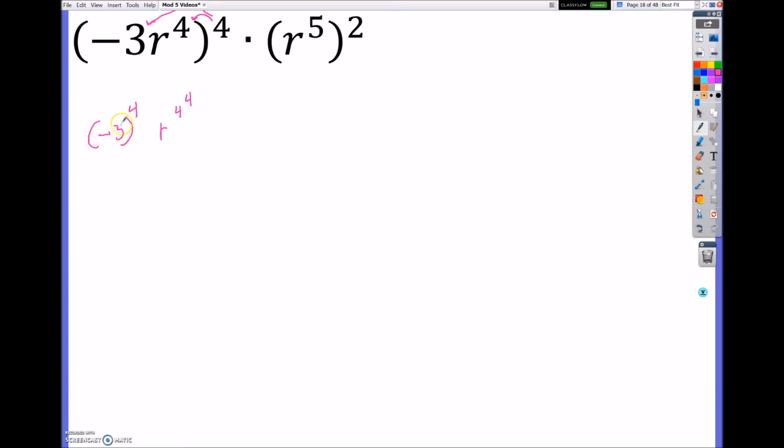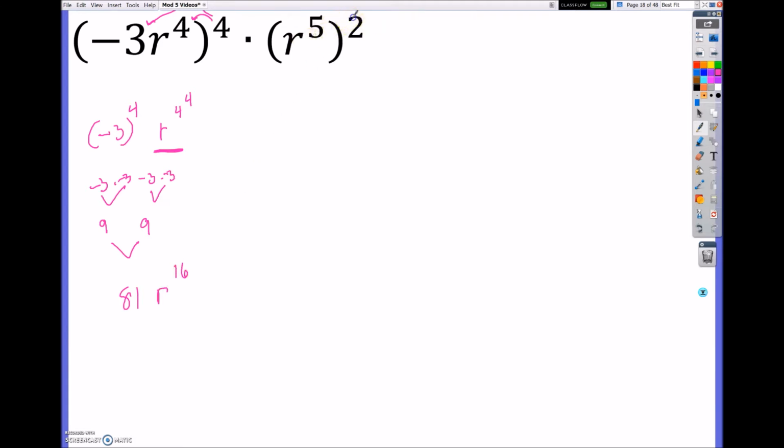So I'm just going to treat this like a regular number. I'm going to have -3 to the 4th power. So -3 times -3 times -3 times -3. A negative times a negative is a positive, and 3 times 3 is 9. 3 times 3 is 9, and 9 times 9 is 81. Okay? So now I'm going to focus on this part. When I have a power to a power, what I'm going to do is multiply. That is going to give me r to the 16th power.